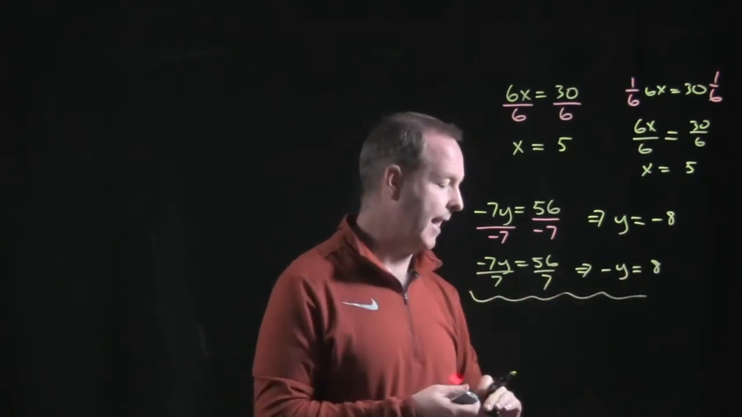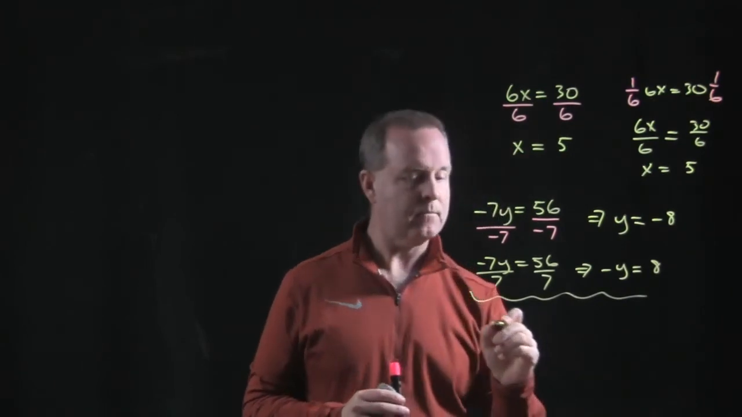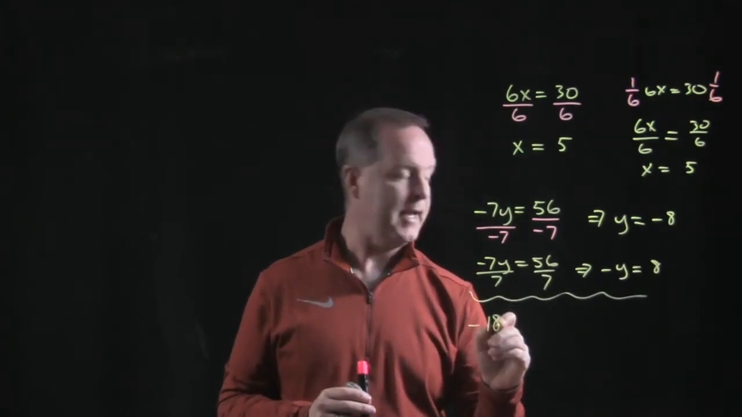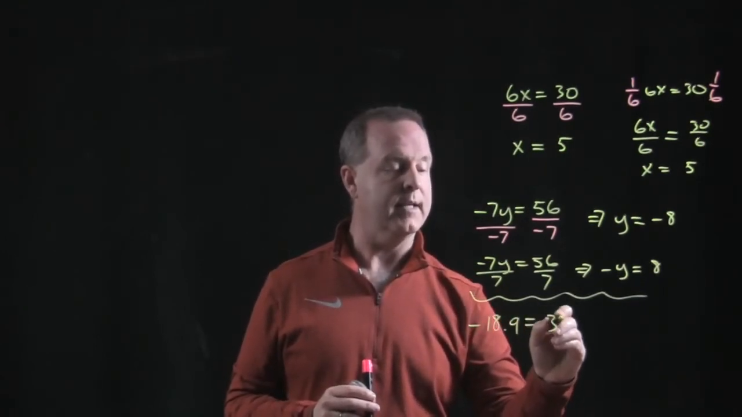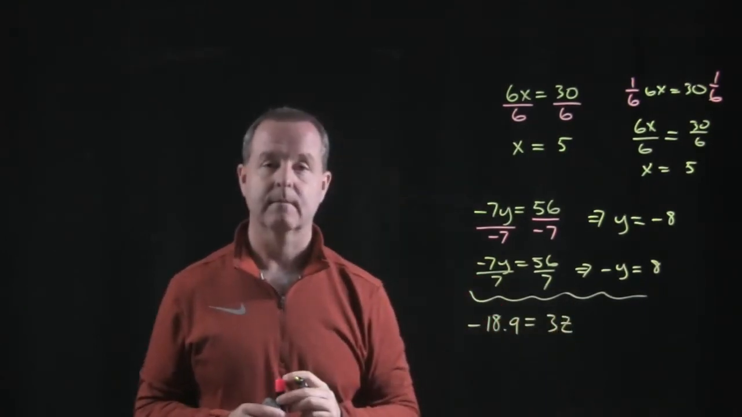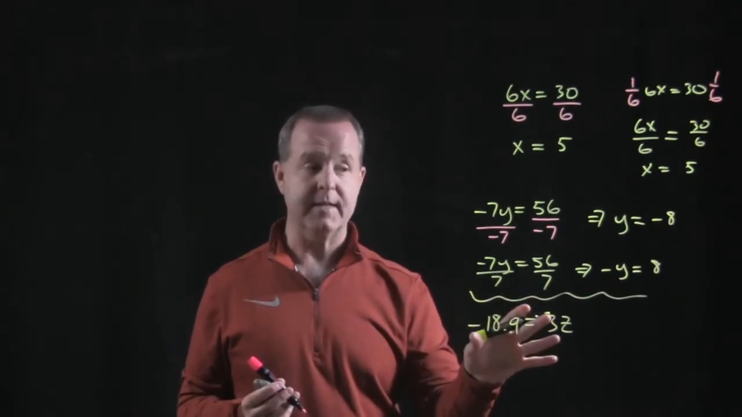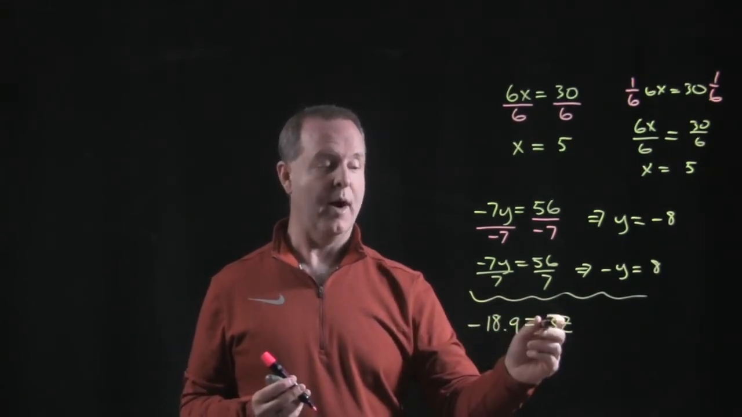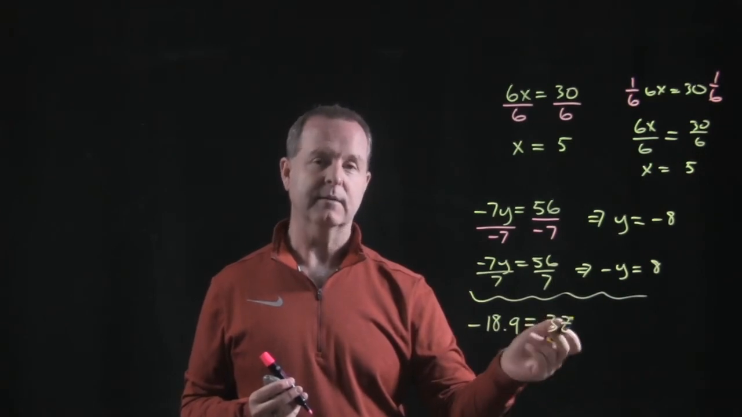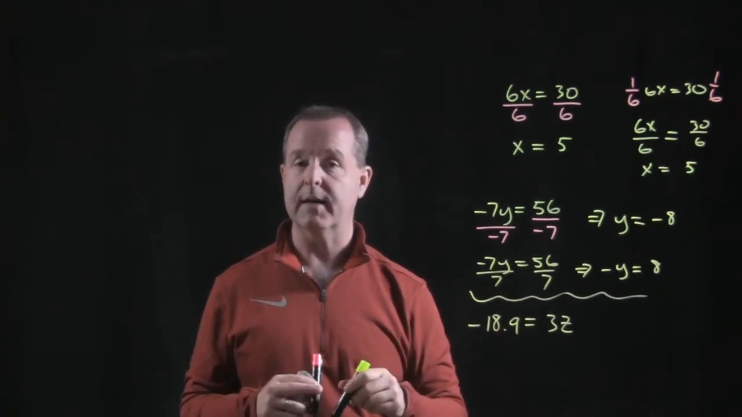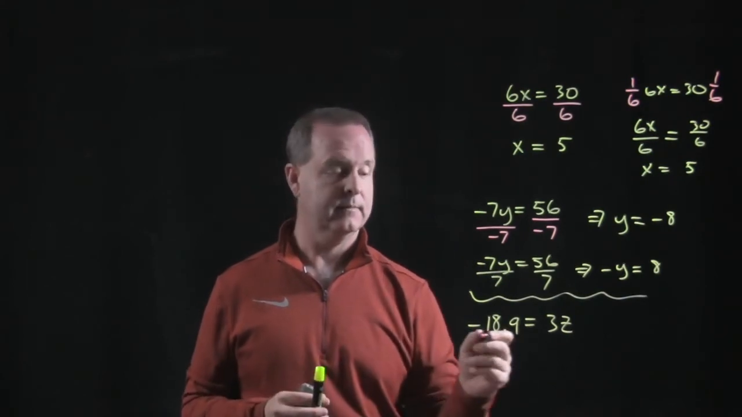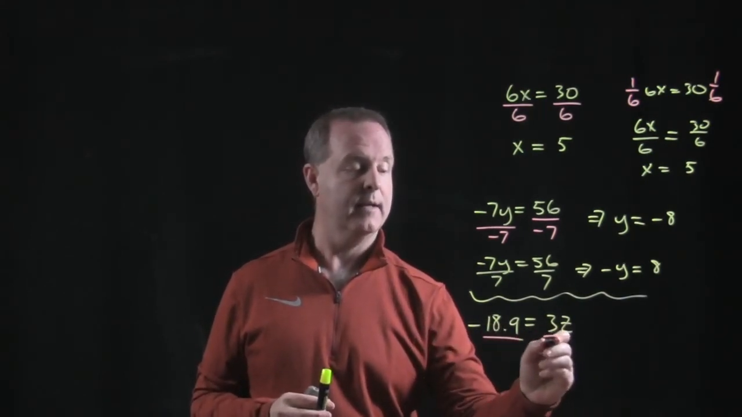Let's look at one more example here. -18.9 equals 3z. Our goal, we can work with decimals. I want to remove this 3. Actually, I want that 3 gone, so it's just a z. So what are we going to divide both sides by to do that? I'm going to divide both sides by 3.